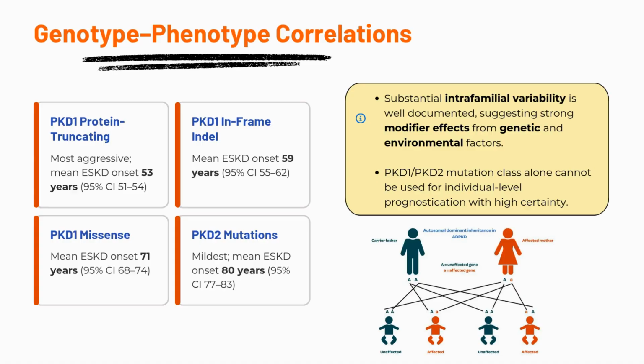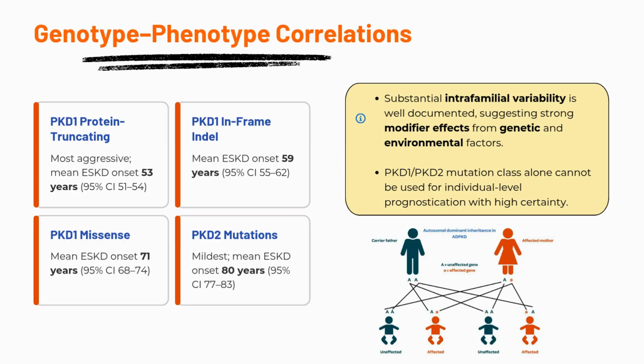Now let's connect genetics to clinical outcomes, which is really where things become clinically meaningful. This slide summarizes how different mutations translate into disease severity. The first one, PKD1 protein-truncating mutations, is the most aggressive form. These patients tend to progress earlier. The mean age of end-stage disease is around 53 years.